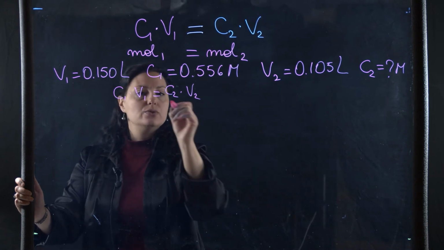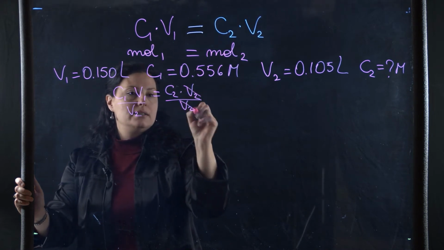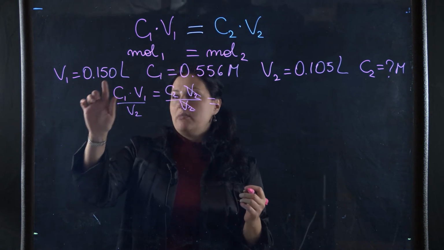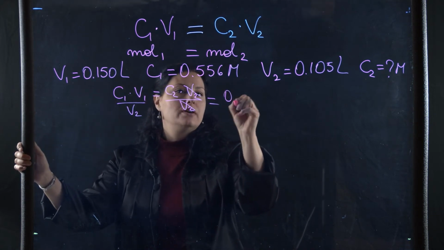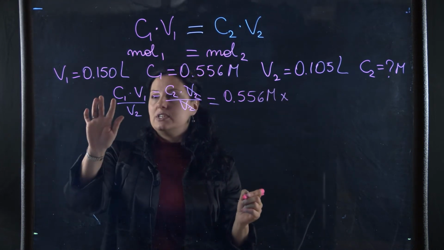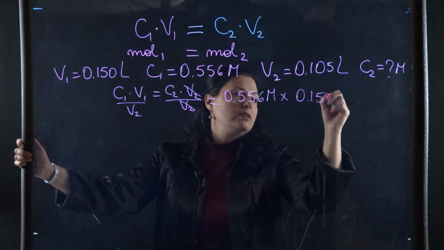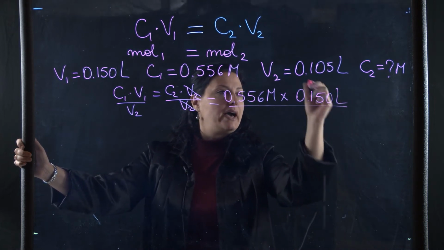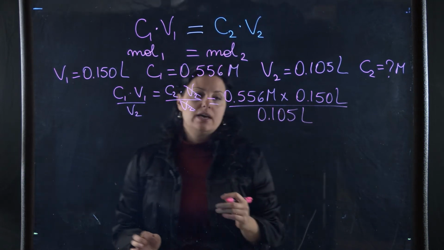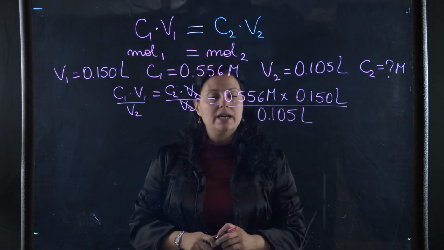Now I want C2, so I divide both sides by V2, and that isolates my C2. Now make sure you plug in the correct numbers. My C1 is 0.556 molar times V1, which is 0.15 liters. Divide that by 0.105 liters.